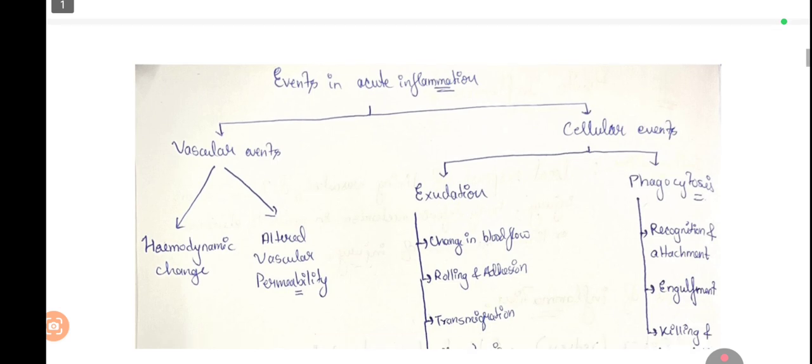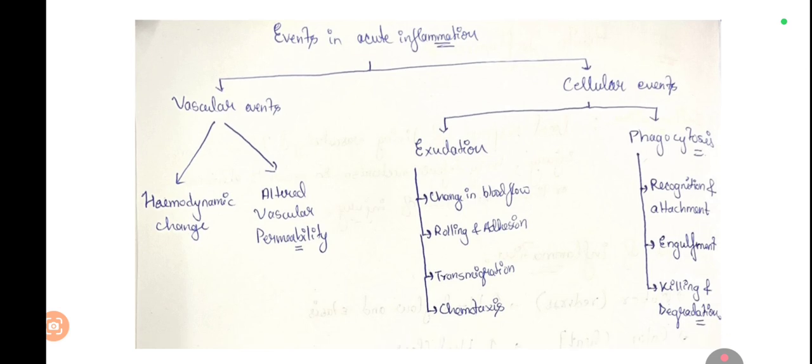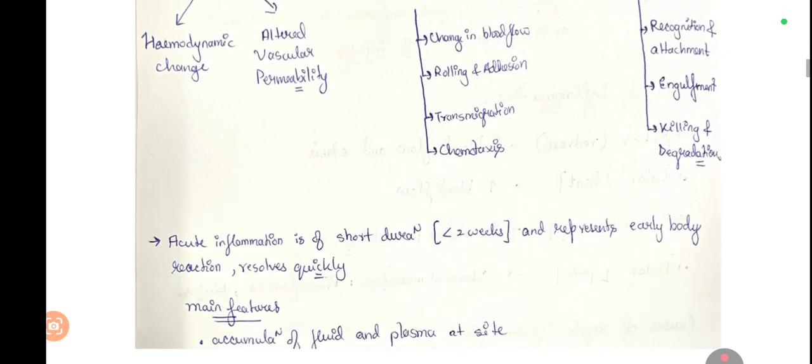Then we will move towards the events of acute inflammation. There are two events. First is vascular events, second is cellular events. In vascular events, there is hemodynamic change and altered vascular permeability. And in cellular events, there is exudation and phagocytosis. In exudation, there is change in blood flow, rolling and adhesion, transmigration, chemotaxis. And phagocytosis: recognition and attachment, engulfment, killing and degradation.